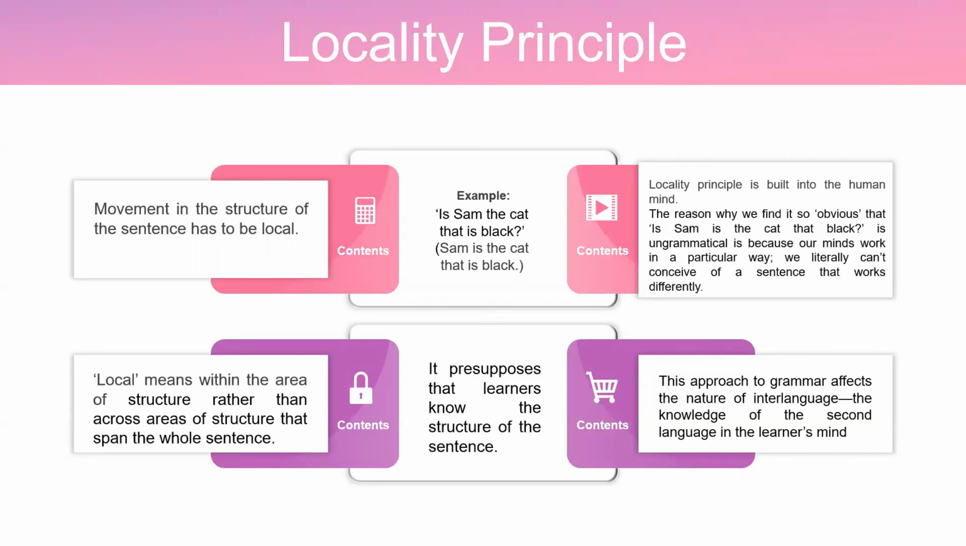It presupposes that learners know the structure of the sentence. Locality principle is built into the human mind. The reason why we find it so obvious that "is the cat that black" is ungrammatical is because our minds work in a particular way. We literally can't conceive of a sentence that works differently. This approach to grammar affects the nature of interlanguage, the knowledge of a second language in the learner's mind.